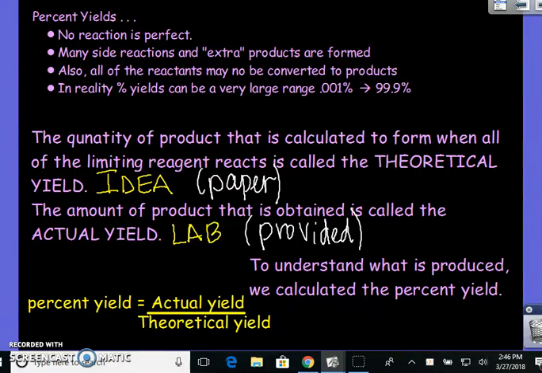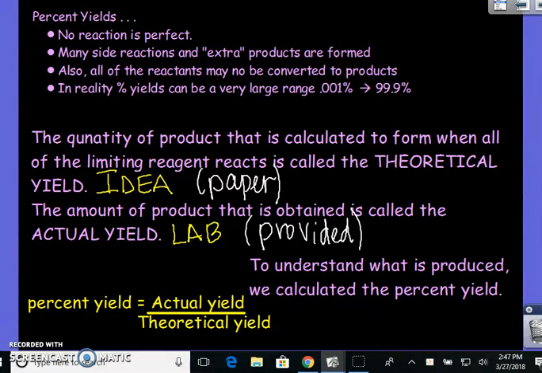So the reactants may not be converted to products, so they may just be sitting in there. The very act that a chemical reaction occurs is pretty amazing, and it's something that we'll investigate a little bit later in the semester. So your reality is that your percent yields can have a very large range. They can be from 0.001% product all the way up to 99.9%. And it just depends. It really just depends.